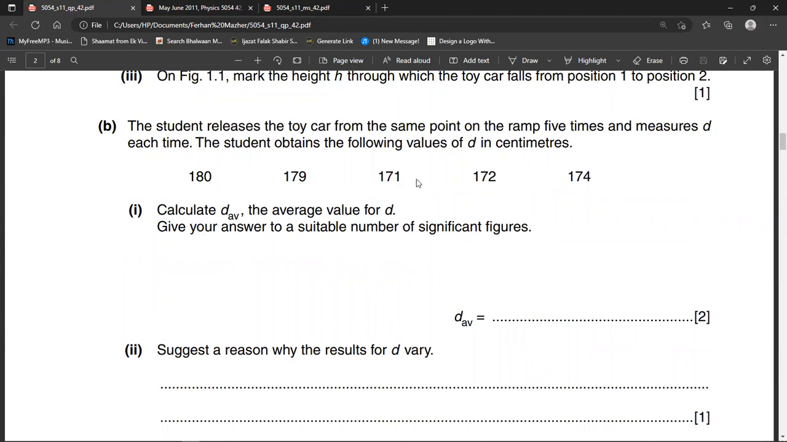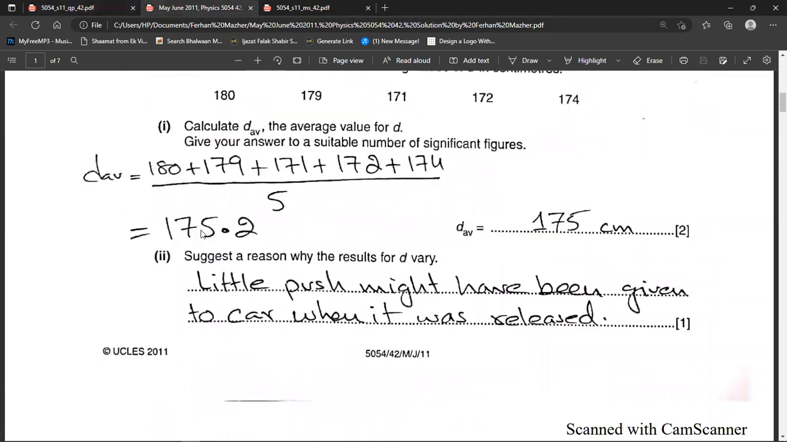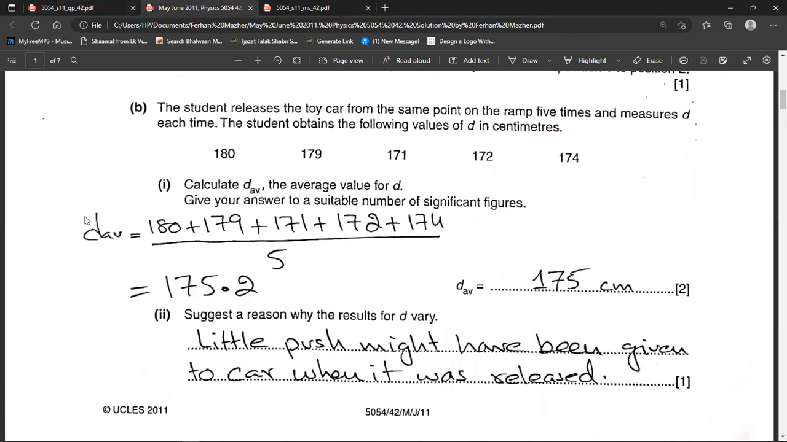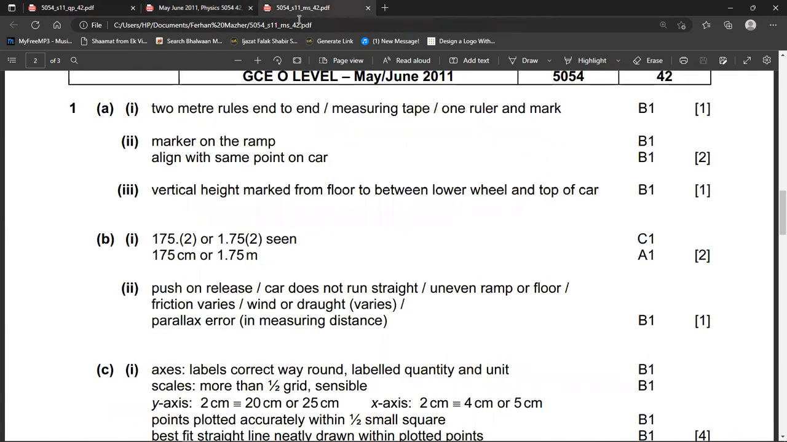That's 180, 179, 171, 172, 174. Calculate D average, the average value for D. Give your answer to a suitable number of significant figures. So in your data, we have 3 significant figures. So when you write your answer, that should also be in 3 significant figures. The method is very simple. You will simply add them, and there are 5 observations, so you will divide the sum by 5. So it will be 175.2. In 3 significant figures, it will be 175 centimeters. So this is the exact answer.